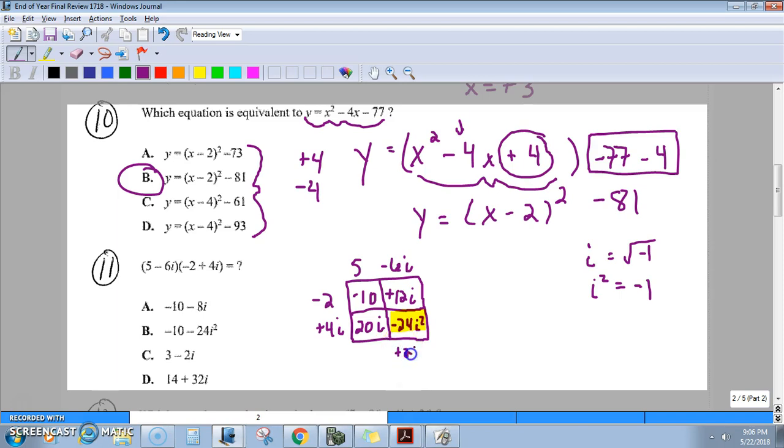is really negative 24 times negative 1, which is positive 24. So now when I combine my like terms, 24 is just a number, and I combine it with negative 10, and my i's, I can combine them separately, and I'm going to combine that positive 12i and positive 20i. So when I do that, 24 minus 10 is just 14, and 20 and 12 is plus 32i. So that is D.